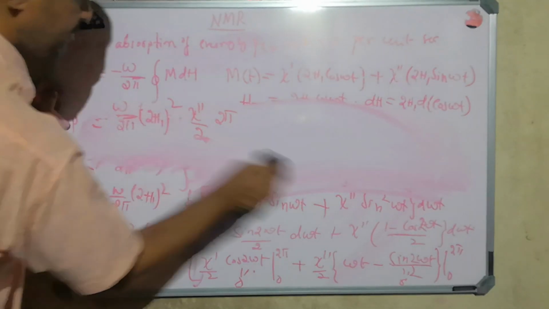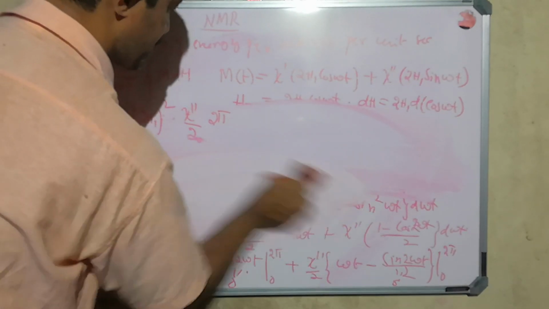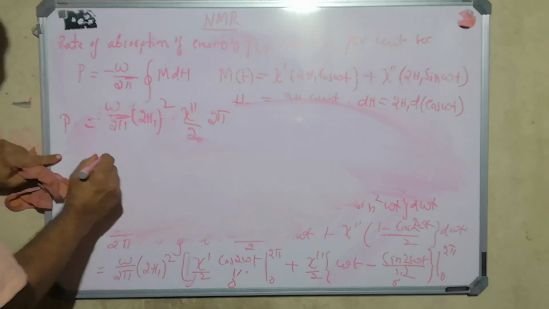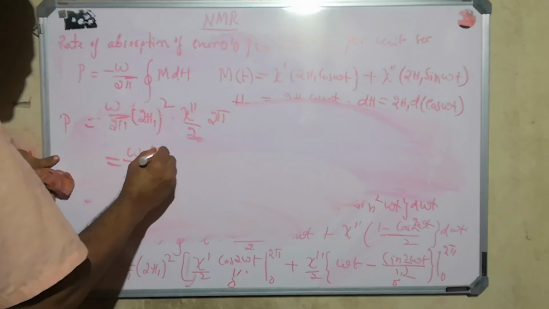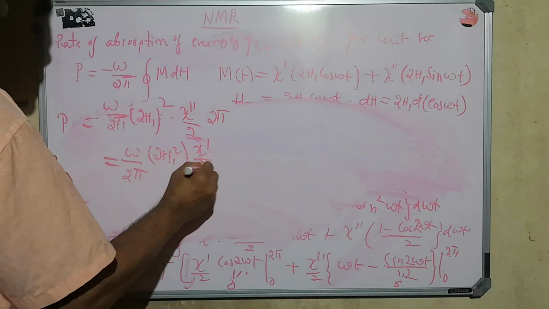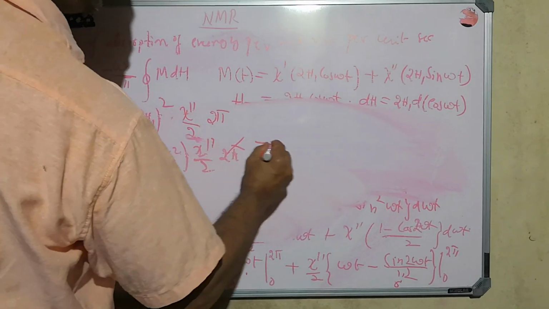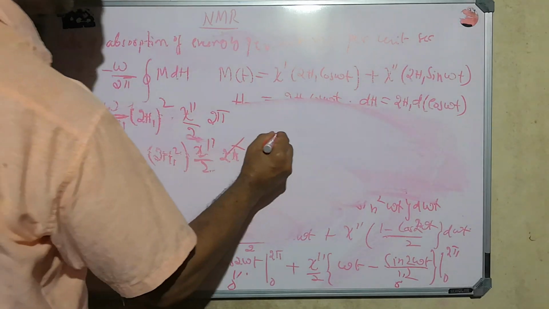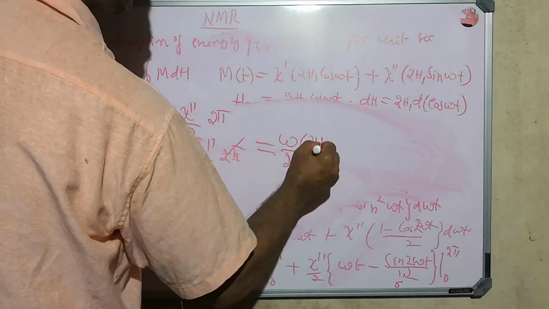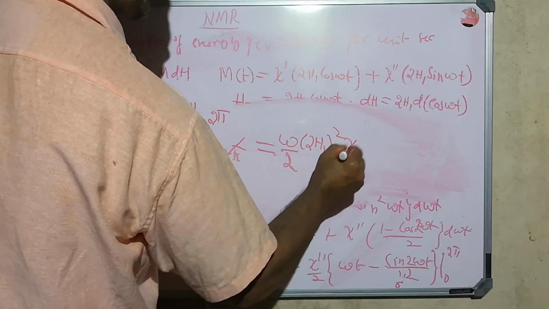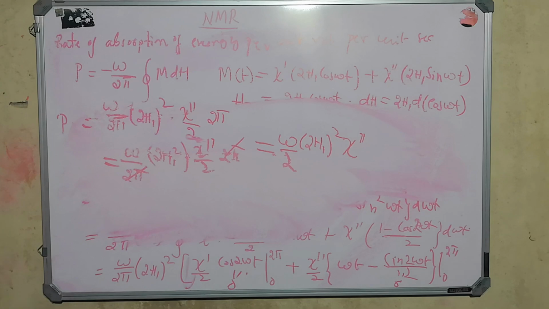So what are you observing now? Just cancel the terms. So that is equal to omega divided by 2 pi into 2h1 whole square chi double dash by 2 into 2 pi. So 2 pi gets cancelled. Therefore this is equal to omega divided by 2 into 2h1 whole square into chi double dash. That means you can observe P is proportional to chi double dash.